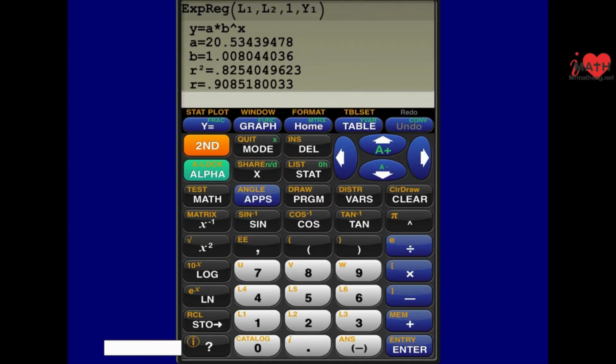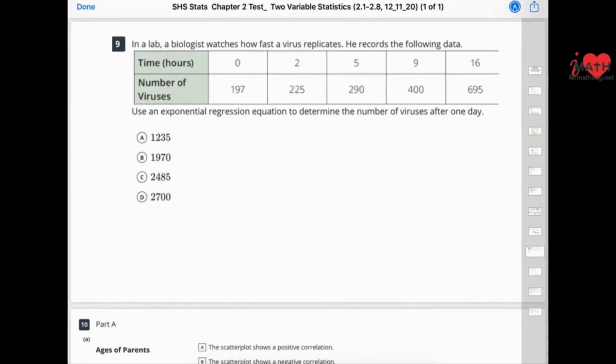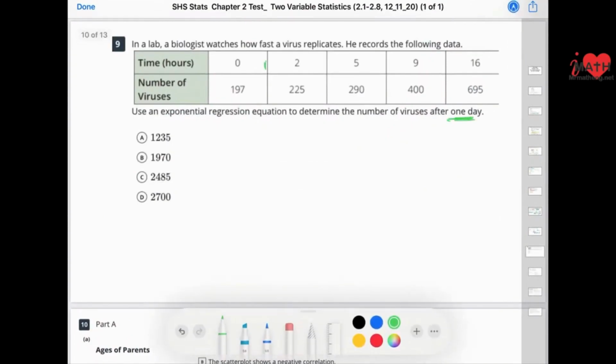Okay. So let's think about this. You might have been thinking like me, 1 day, you might have been thinking 1 here. But what does the X here represent? This represents time in hours. So how many hours in 1 day? You're actually representing 24. One of the multiple choice answers is between 197 and 225 if you thought it was 1, and that's not the case. So we're going to have to put in 24 here.